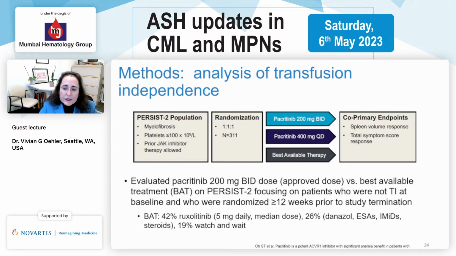The authors then retrospectively examined patients with anemia in PERSIST-2. They specifically focused on patients who were not transfusion independent at baseline and who had received at least 12 weeks of therapy on study. For patients receiving best available care, this included ruxolitinib treatment in 42% and danazol, erythropoiesis-stimulating agents, IMiDs, and steroids in 26% of patients.